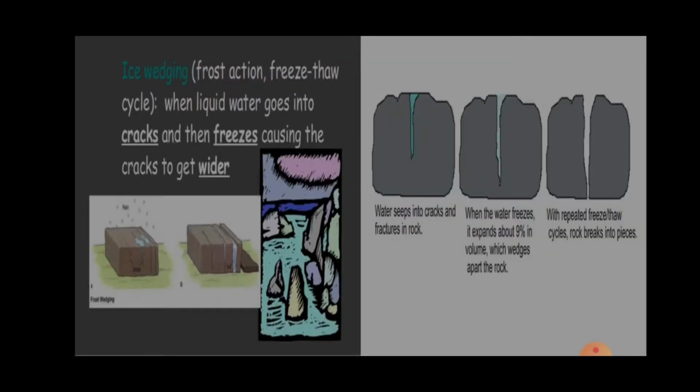So here are the examples of mechanical weathering. Water in either liquid or solid form is often a key agent of mechanical weathering. For instance, liquid water can seep into cracks and crevices in rock. If temperature drops low enough, the water will freeze. When water freezes, it expands.